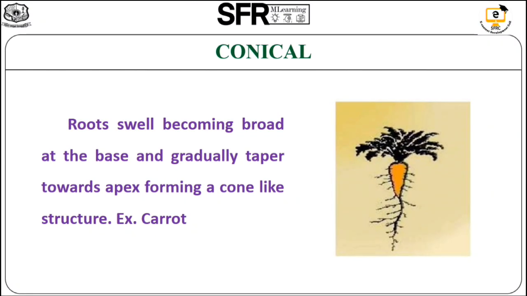Then comes the conical. Here the roots swell, becoming broad at the base and gradually tapering towards the apex, forming a cone like structure. You can see that in your carrot.